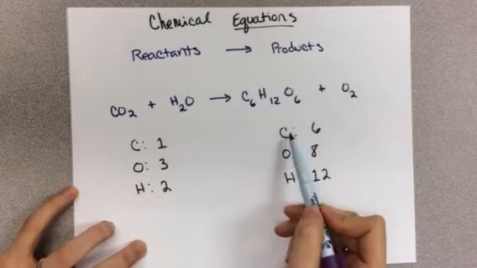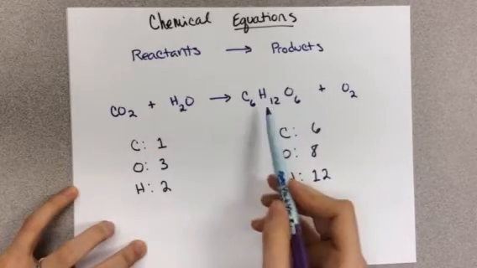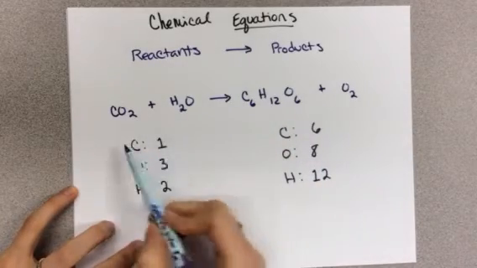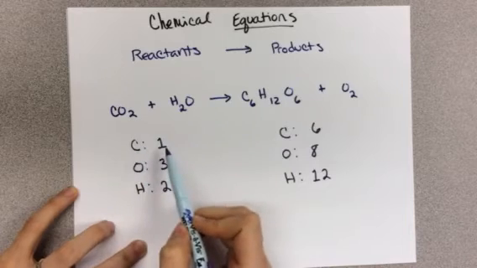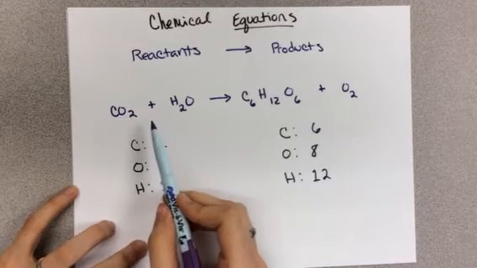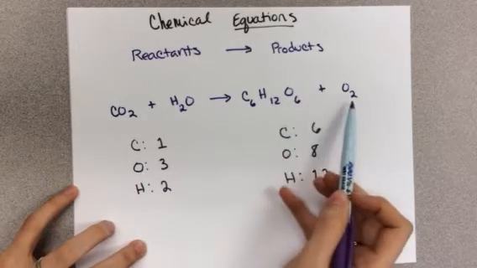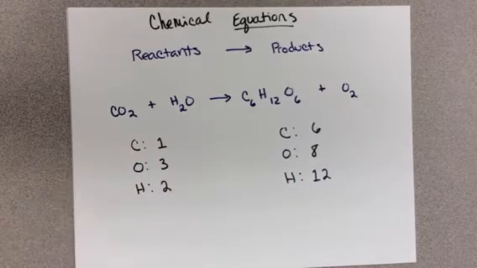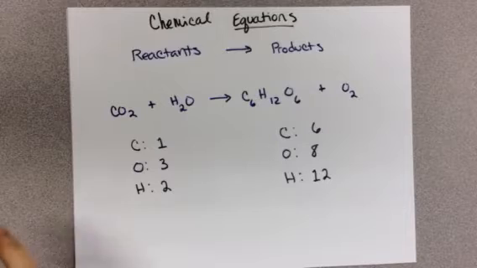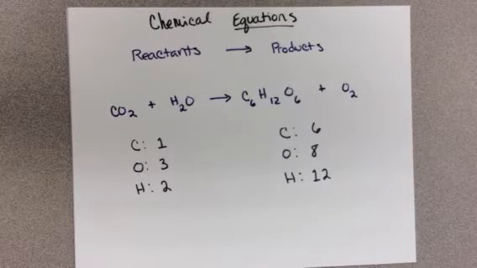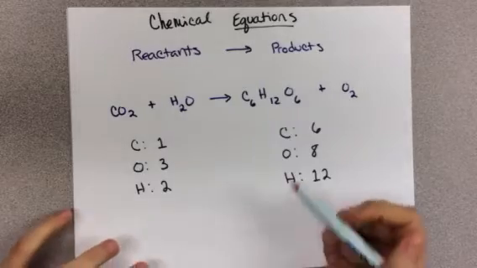Now, you can usually just start anywhere. I'm going to look at the carbons first. I see here that on this side I have 6, and on this side I have 1. Now, keep in mind that you cannot change the subscripts. The subscripts are part of the molecule. You can't change what kind of molecule you have at this point. You can only change how many of each molecule you have.